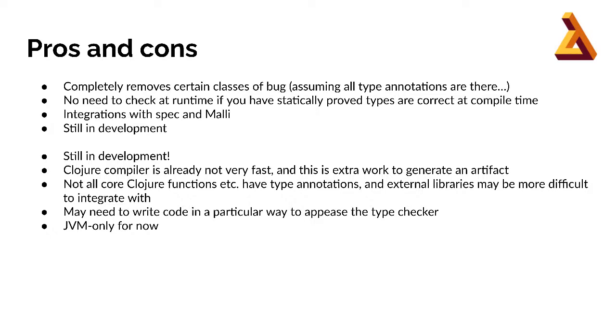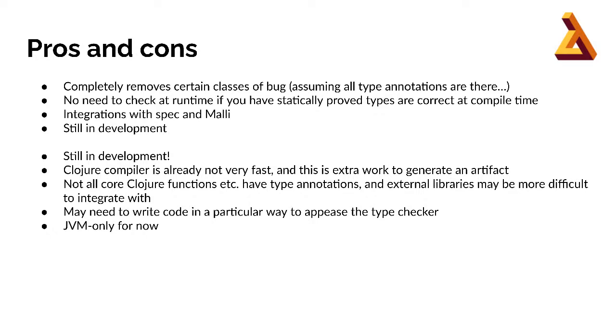Well, let's look at the pros first. If you statically analyze your types, then you can completely remove certain types of bug. In other words, if you say that this function takes in a string, there's no possible way that it can take anything other than a string, provided you've analyzed everything and the type annotations are there. So there's no need for runtime checks, so that's good. You're kind of pushing the pain to the compile time. You don't need to have the runtime penalty.